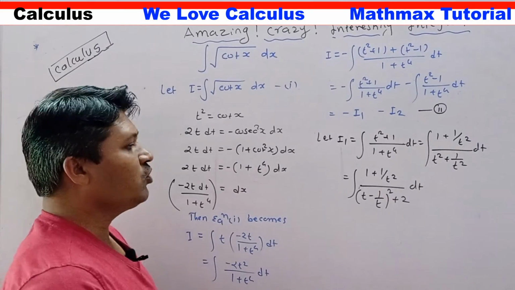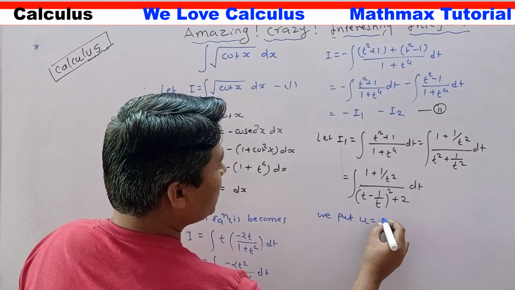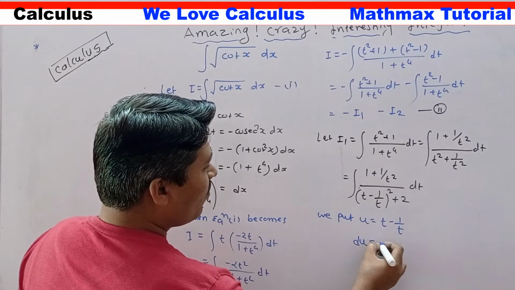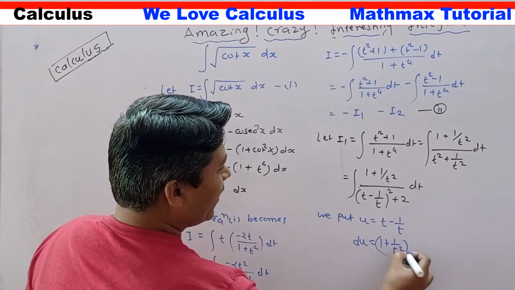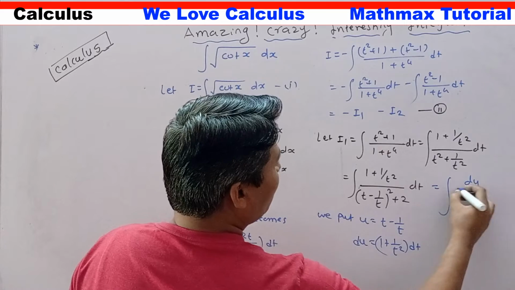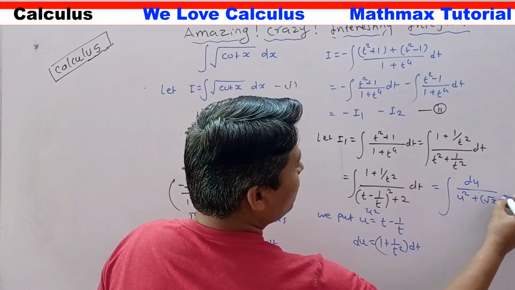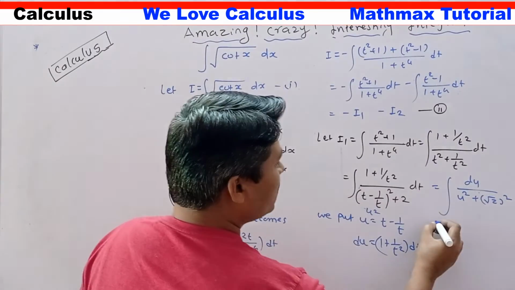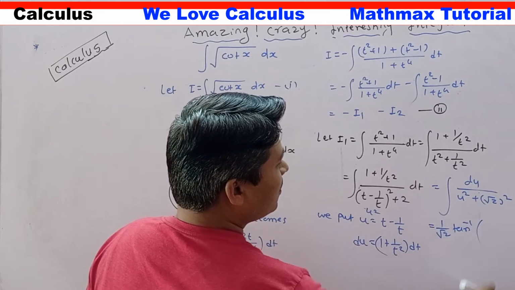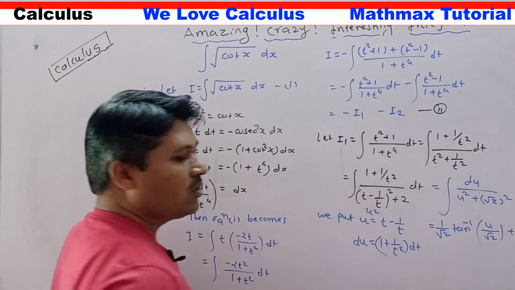Then again we use the substitution method. We put u equal to t minus 1 by t. Differentiating, we get du equal to 1 plus 1 upon t square dt. Then the integral becomes du upon u square plus root 2 square. Now we use the formula: 1 upon a tan inverse of x upon a, so we get 1 upon root 2 tan inverse of u upon root 2, plus c, the constant.